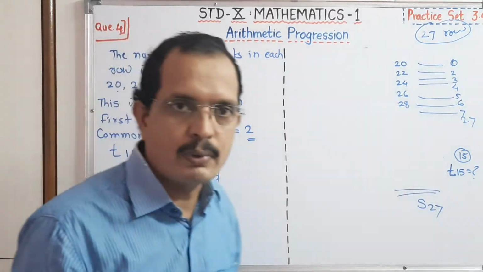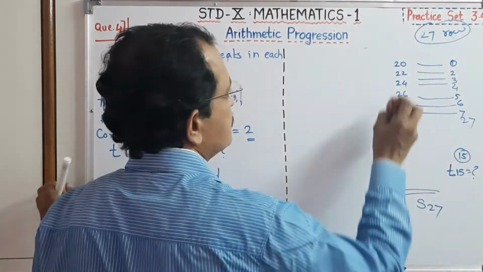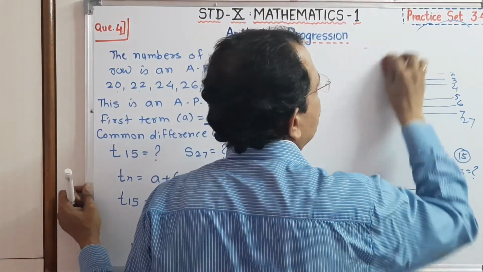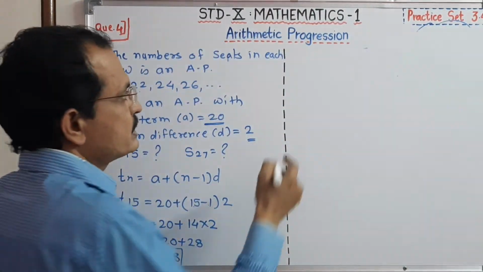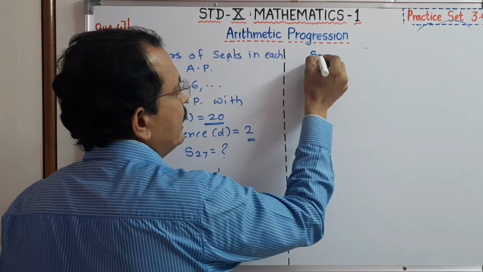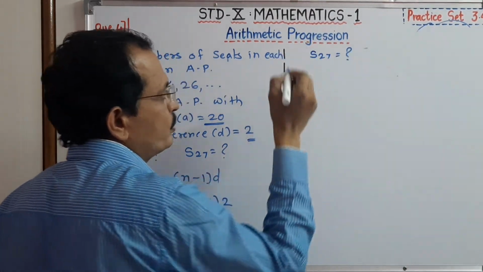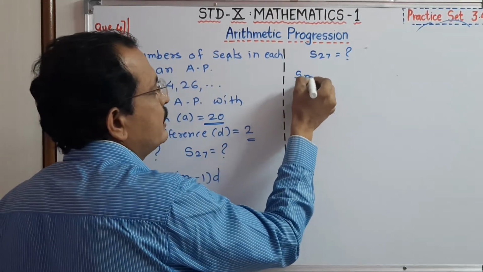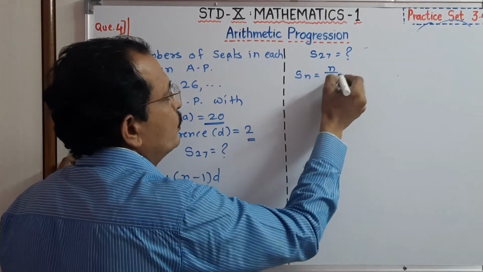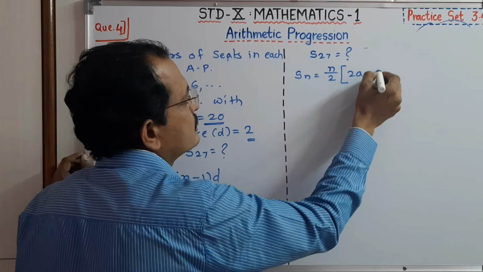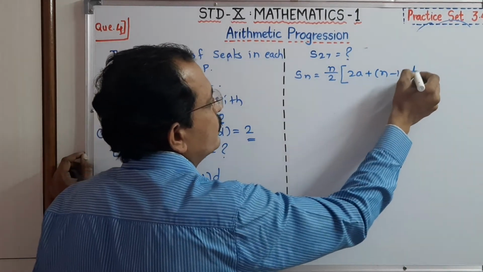This is the first part of the sum. Now we have to find out total number of seats. That means we have to find out S27 is equal to how much. Now Sn is equal to n upon 2 into 2a plus n minus 1 into d.